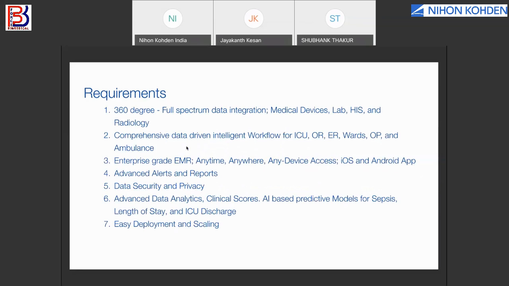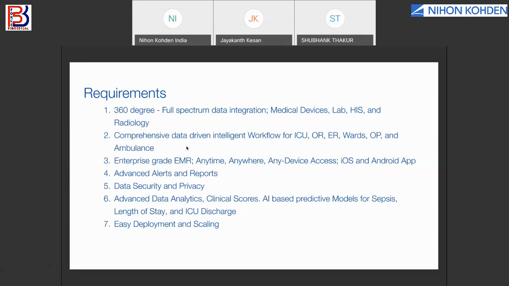So these are some of the requirements. You need 360-degree full data integration. This is a must. And you need to provide comprehensive data intelligent workflow. Any solution, see, corporate hospitals or any major hospitals, you cannot work with a small application. You need to have multiple users to be able to log in, and you should be able to support multiple platforms, iOS, Android app, or any other systems.